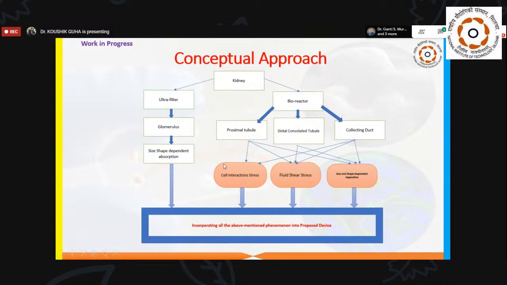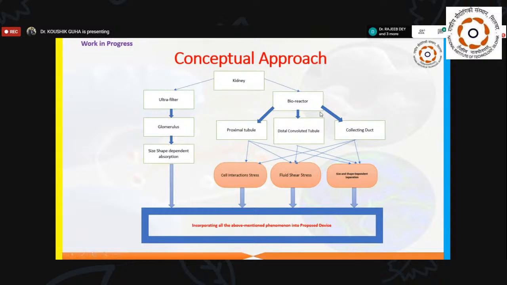In the kidney, we can see these two main functions, ultrafiltration and bioreaction. Under the ultrafilter, the responsible part is the glomerulus. Then there is also reabsorption in the kidney. That means the blood vessel that is surrounded by your proximal convoluted tubule, and some of the proteins and other parameters will be reabsorbed into your blood. So we have seen this kind of interaction between your blood vessels and the proximal convoluted tubule. This is called reabsorption.